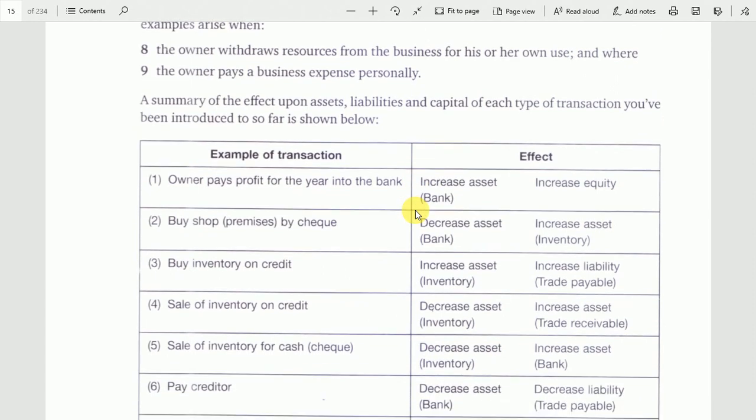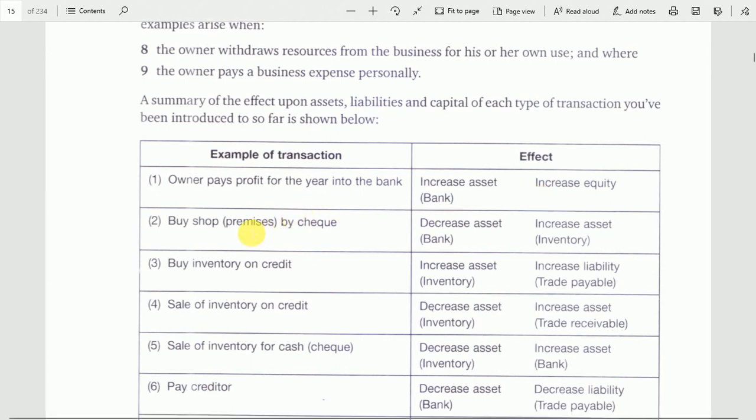So here you can see these are certain examples of a transaction. Owner pays profit for the year into the bank. When the owner pays profit to the company's bank, of course the effect is as you can see on the right hand side of my screen. One asset increases in the form of bank, and the other, the capital or the equity, increases because the owner invested the profit, or the owner retained the profit in the business.